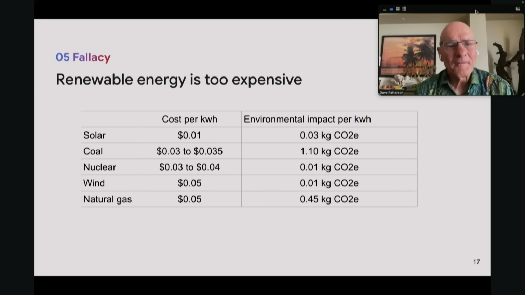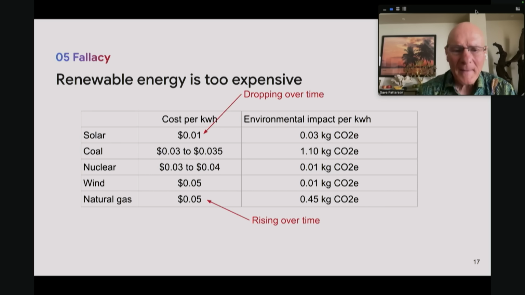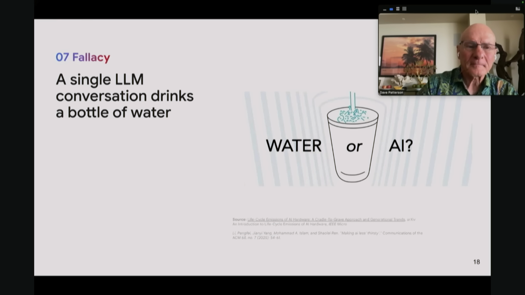The fifth fallacy is that renewable energy is kind of ivory tower stuff, that it's not practical today. That's not the case anymore. Solar is the cheapest energy source per kilowatt hour, and it's dropping over time. And natural gas is now the highest, and it's rising over time. And of course, solar and wind have a very low carbon footprint, and obviously coal and natural gas are very high.